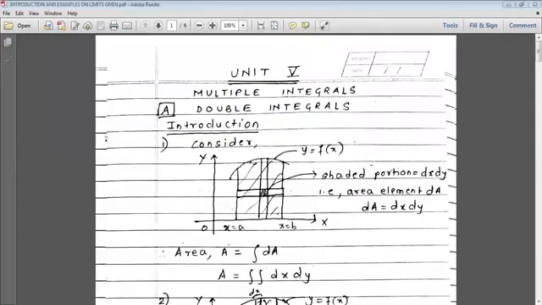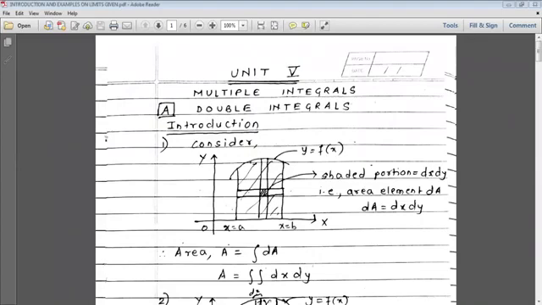Hello everyone, let me introduce you to an important topic in integral calculus, namely multiple integrals. In this topic, we will study the evaluation of double integrals and triple integrals. We start with double integrals.